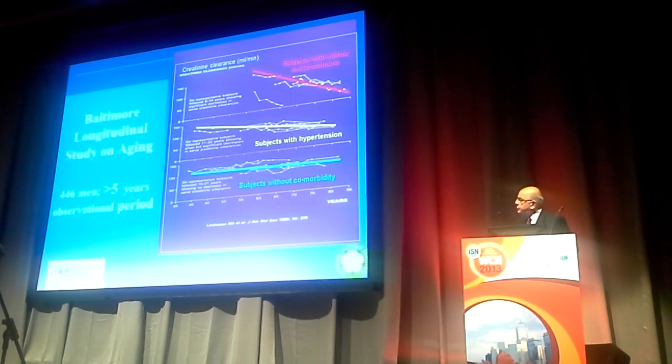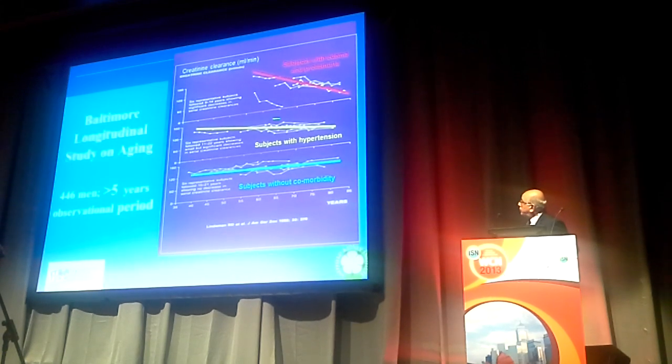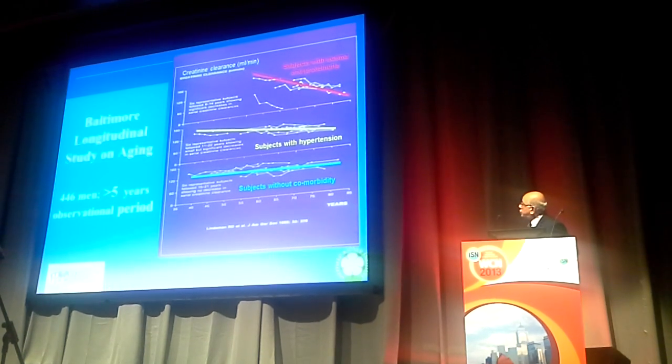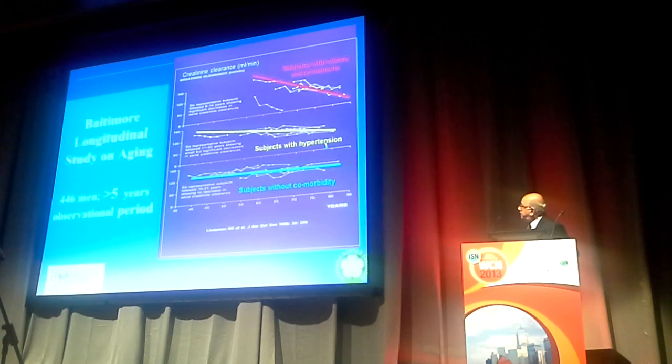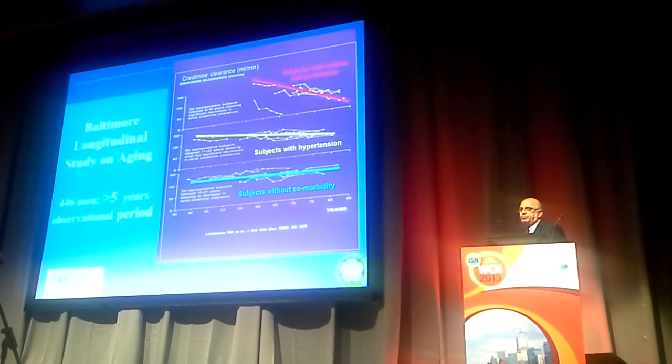And those who lose more GFR with time may be those with comorbidities, such as underlying hypertension or diabetes. Subjects without comorbidities seem to have a fairly stable creatinine clearance in this instance over time.